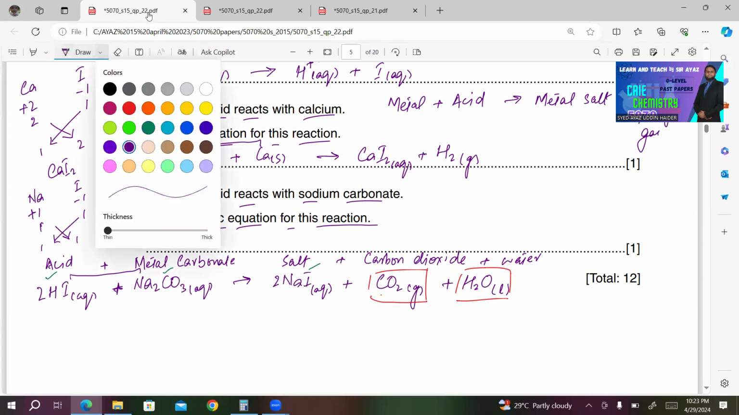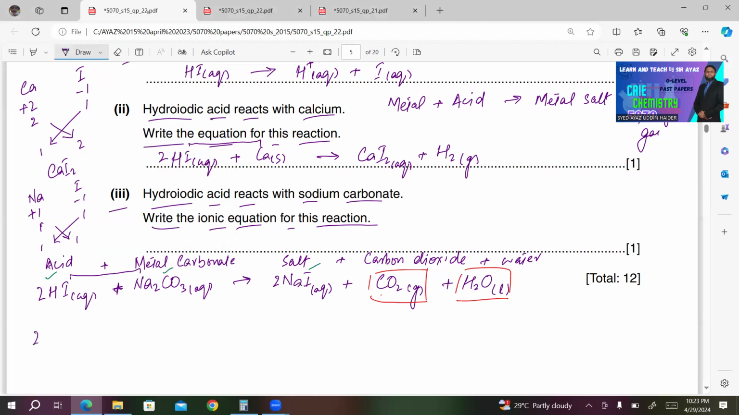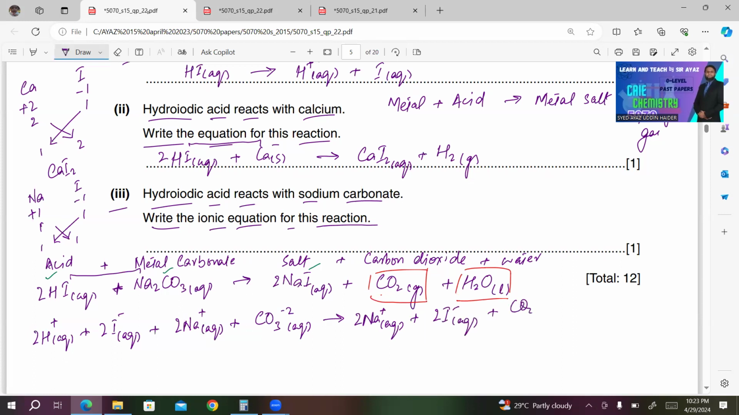So what will we get? We will get 2H+ aqueous plus 2I- aqueous plus 2Na+ aqueous plus CO3 2- aqueous gives 2Na+ aqueous plus 2I- aqueous plus CO2 gas plus H2O liquid.